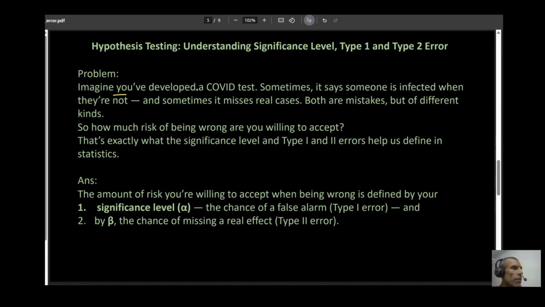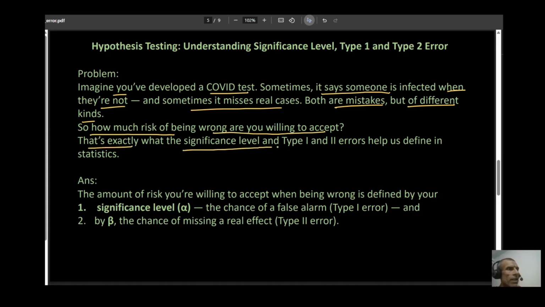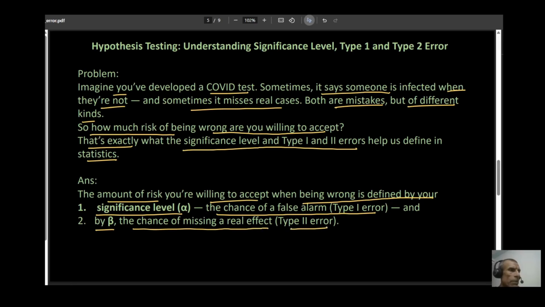So imagine you have developed a COVID-19 test. Sometimes it says someone is infected when they are not infected. And sometimes it misses the real case. Both are mistakes, but of a different kind, alpha and beta. So, how much risk of being wrong are you willing to accept? That's exactly what the significance level and type 1 and type 2 error help us define in statistics. In this case, the amount of risk that you're willing to accept when being wrong is defined by your significance level alpha, which is the chance of a false alarm, type 1 error, and by beta, which is the chance of missing a real effect, which is called type 2 error.